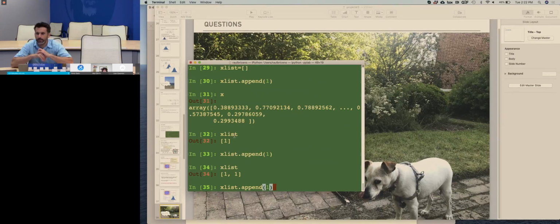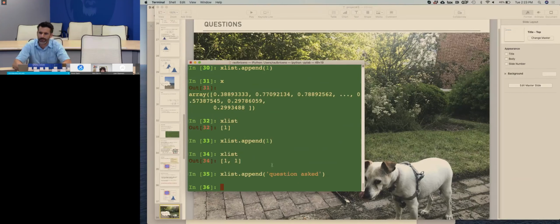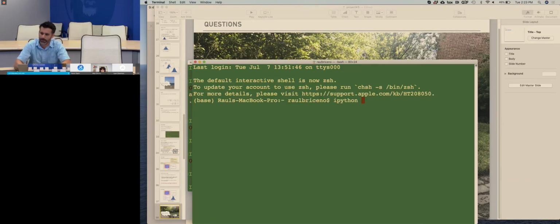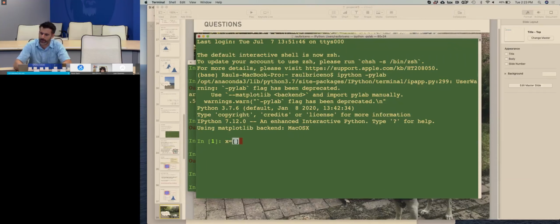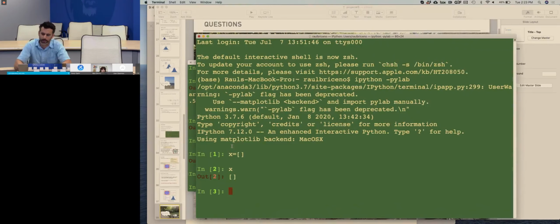And so maybe the number one thing is that a list doesn't have to be of just numbers. I don't think this should break. So let me start again. Let me call IPython PyLab, so that it has NumPy built in. So here's X. It's empty. I define X to be a list by making X equal to an empty list. And you can check that it's a list because if you type type of X, then it's a list.